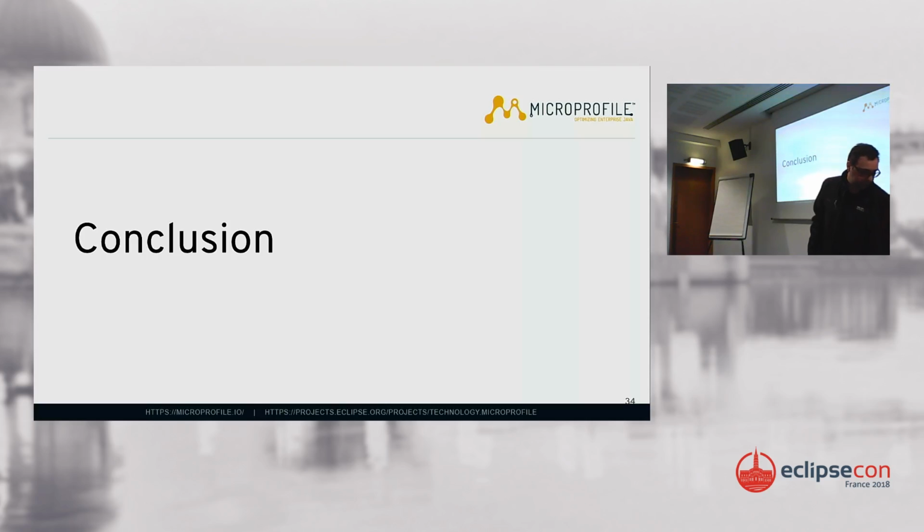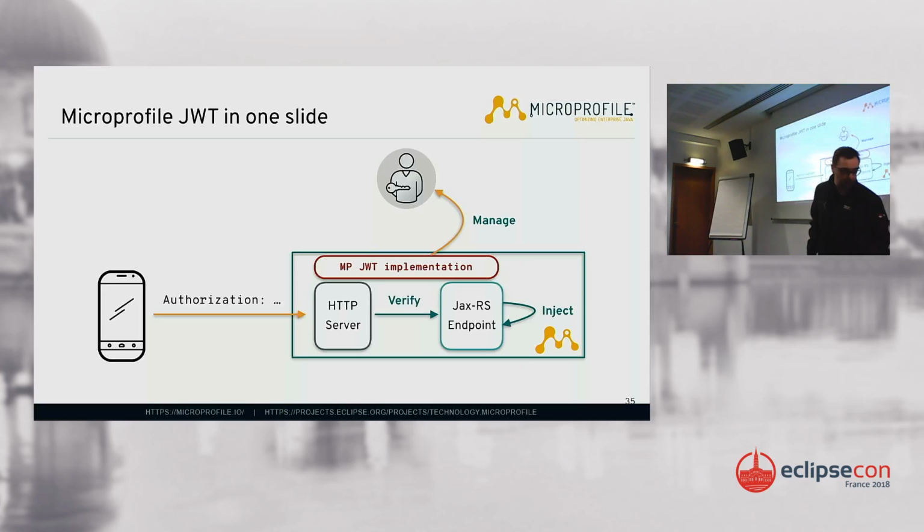Conclusion. Okay, so MicroProfile JWT in one single slide. It will let you authenticate your request using JWT very easily because you don't have to do anything. You just configure two properties, the location and the issuer ID, and you're done. It's going to validate the HTTP request, verify them, and inject the claims, and even custom claims.